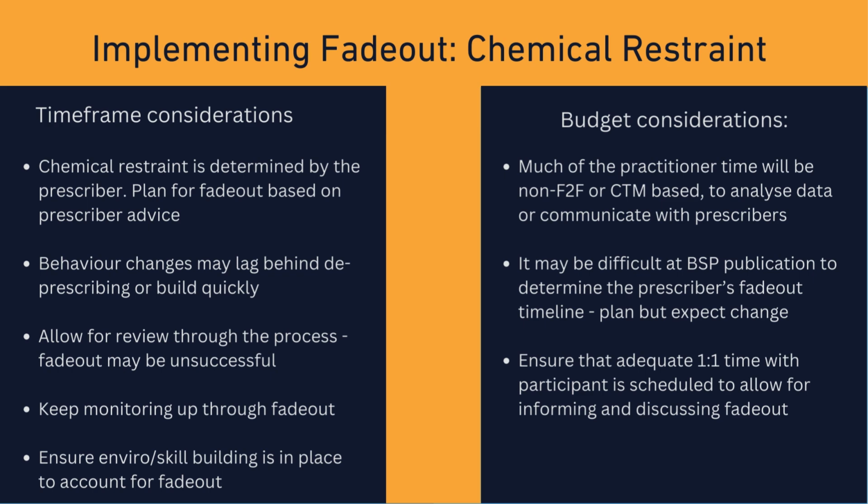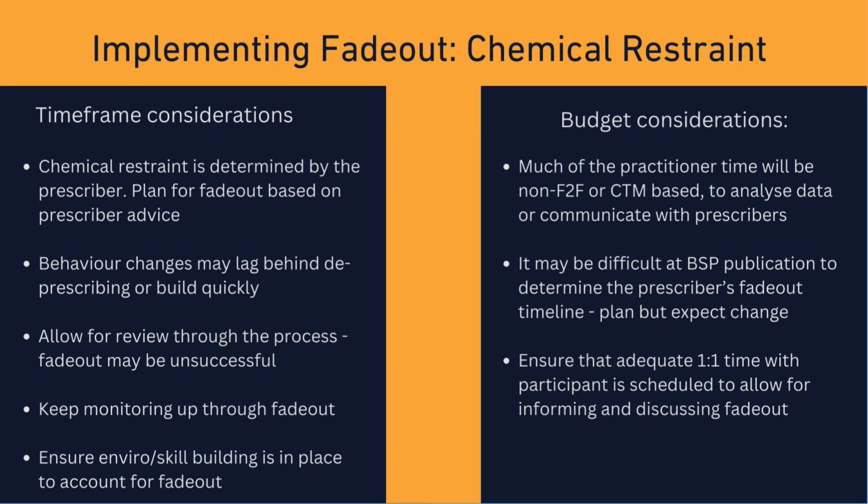Remember to allow for review through the process as mentioned before. So the fade out may be unsuccessful. And in situations where we've had a person who has used a particular chemical restraint for a very long period of time, there may be a situation where review has to go back to the doctor very quickly. At the outset of the fade out, plan for the monitoring process that you're going to use. Set that up so that all stakeholders know their requirements and their involvement. And as mentioned before, ensure that your environment, your skill building is in place to account for that fade out and to increase the ability of supports to meet the person's need without applying the restraint.